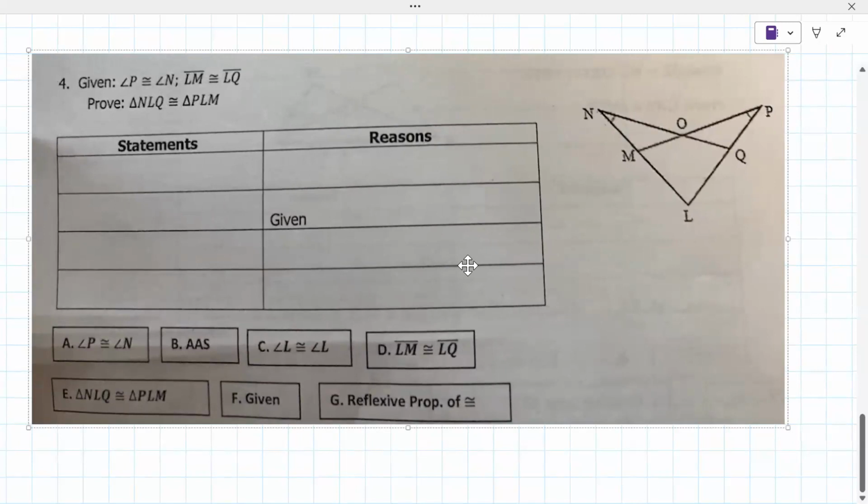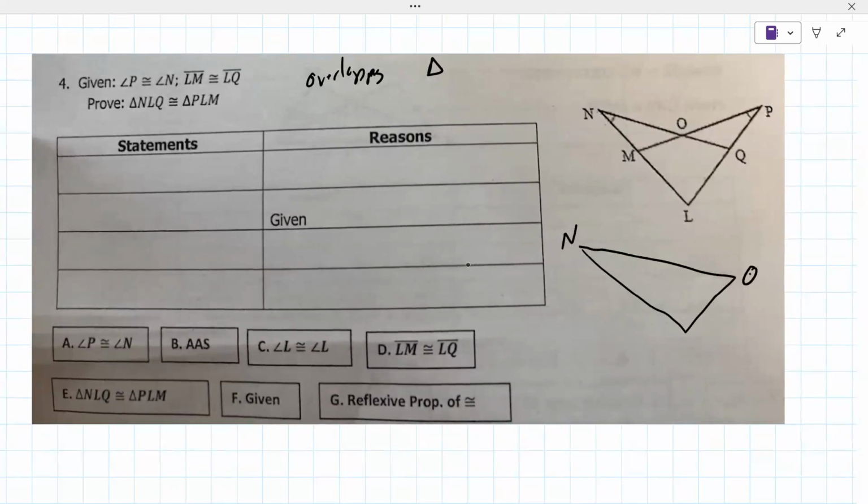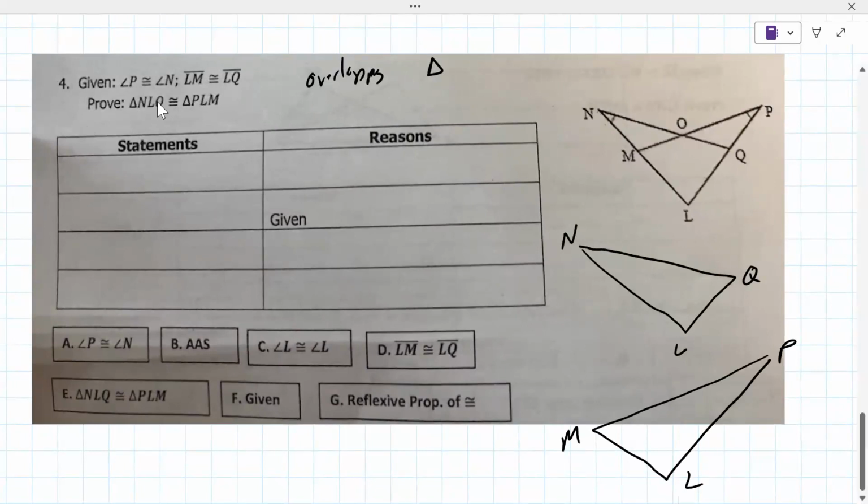All right. So this is an example of an overlapping triangle. And so you really want to split them apart here. N, Q, L, and then E, M, L, like that. And if you're wondering why those, it's because those are the ones you're trying to prove. Okay, so you've actually got a lot here to help with.